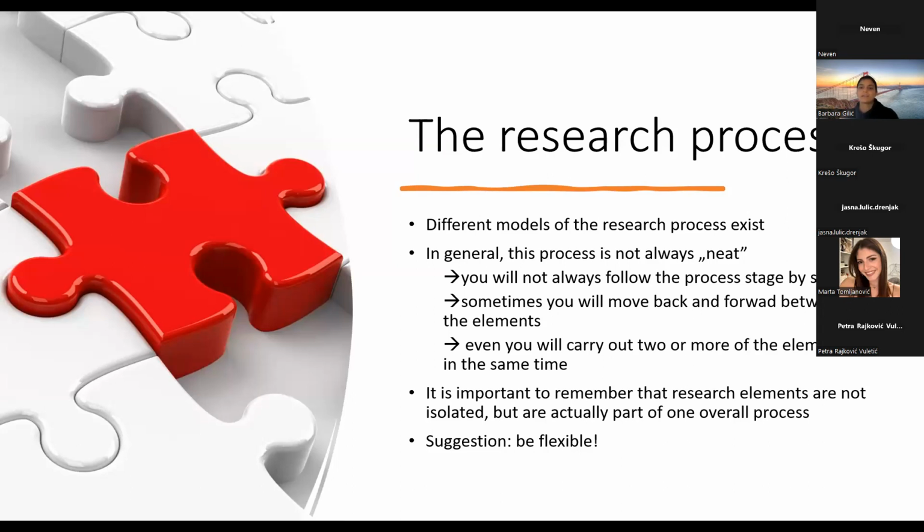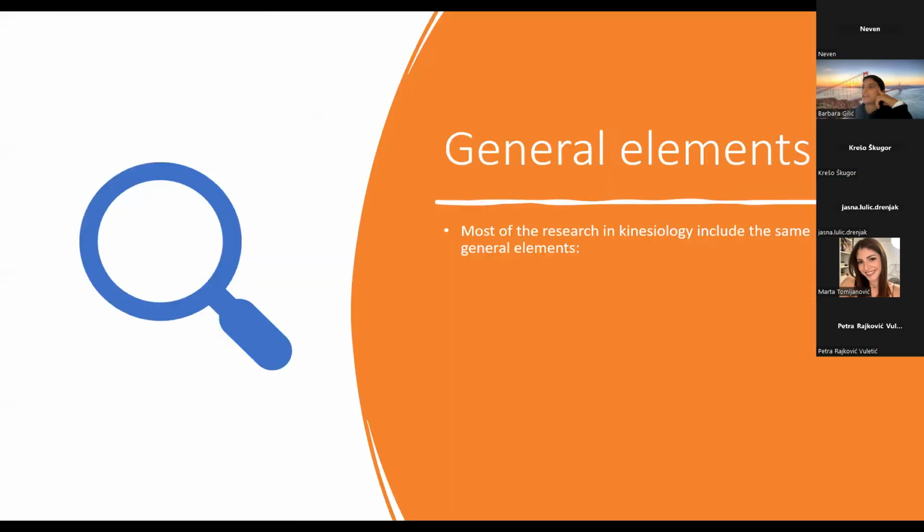What does it mean? It means that you will not always be able to follow the process stage by stage, and you will have to move back and forward between the elements of the research process. And it can also happen that you will carry out two or more elements at the same time. Therefore, it is important to know that research elements are not isolated, but are actually part of one overall process. I will explain this in more detail later.